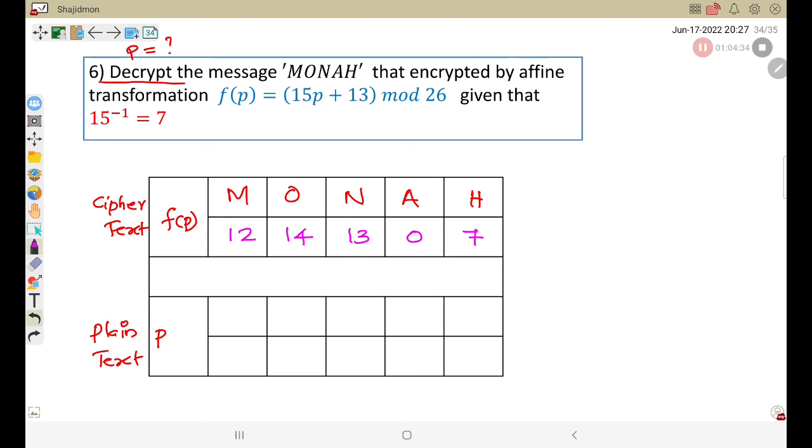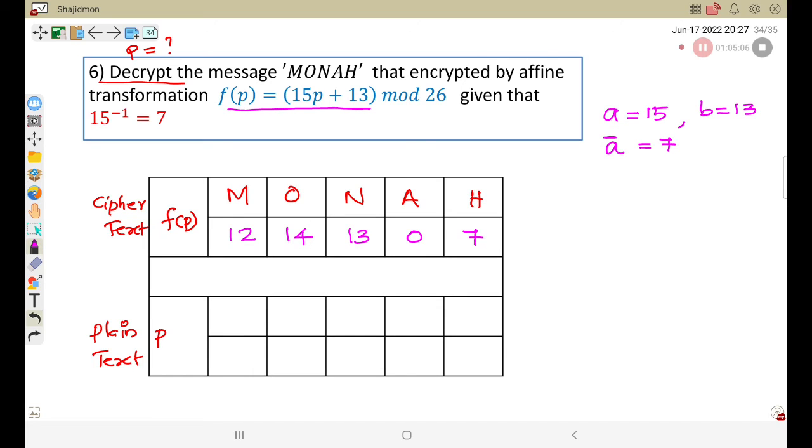decrypt the message, that is the question, that encrypted by the affine transformation using this rule. Encryption did by using this rule, but we don't want encryption, we want decryption. So only check what are the key numbers. Key number is 15, A. What is the second key number? 13, correct? And given that 15 inverse, A bar is equal to 7, correct? 15 inverse is 7, okay?